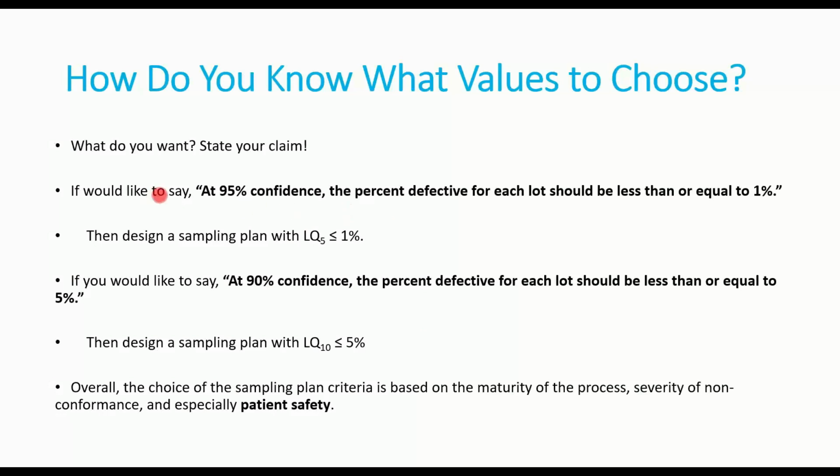And so it's definitely state your claim. So if you want to say at a 95% confidence that the percent defective for each lot should be less than or equal to 1%, then I'm going to design a sampling plan with an LQ5 of less than or equal to 1%. Okay. And if I want to say 95% confidence, the percent defective for each lot should be less than or equal to 5%, then I'm going to have my LQ10 at less than or equal to 5%. Okay. So things like that. So kind of state your claim, that'll help you.